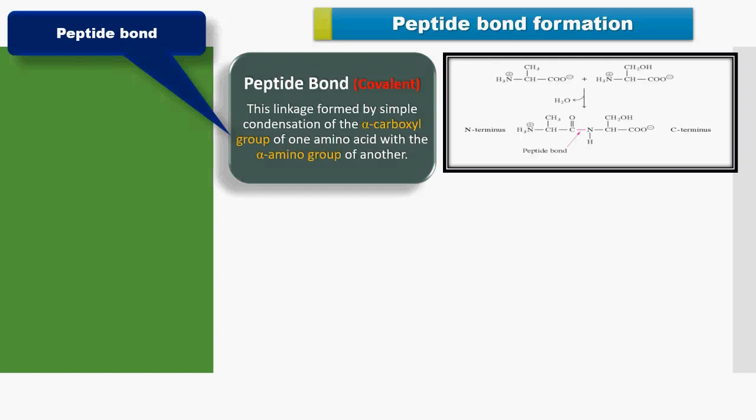So this peptide bond is a type of covalent bond, because the carboxyl carbon and the amine nitrogen will share their electrons to be stable. So because of this sharing, they are known as covalent bonds.